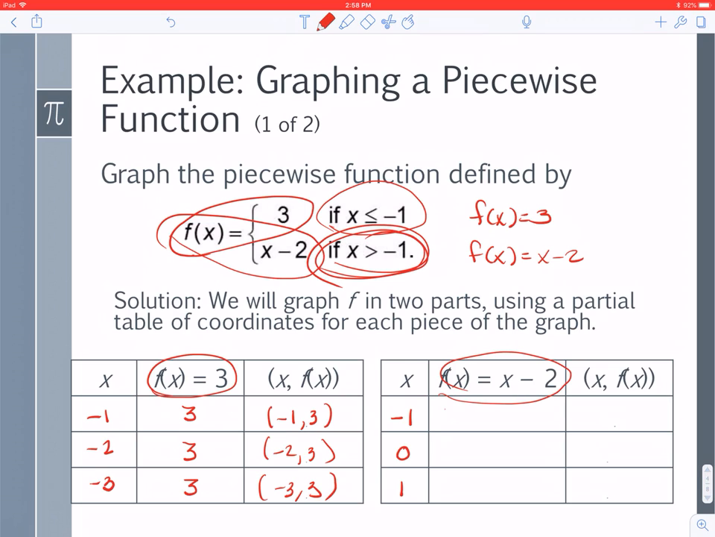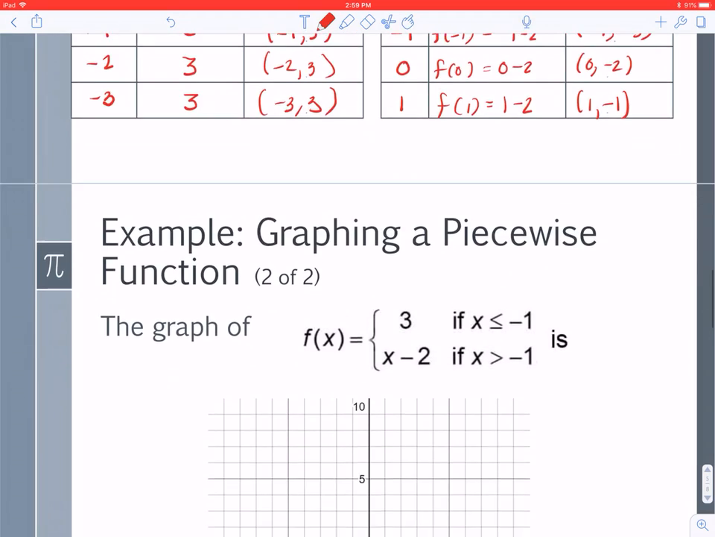Okay, so let's evaluate this function at -1. At -1, it's -1 minus 2, that's -3. So we get the point -1, -3. At 0, we're 0 minus 2, which is -2. So 0, -2 is the point we're going to plot. And at 1, 1 minus 2 is -1. So we're going to plot 1, -1. So here are the 6 points that we're going to plot on our coordinate plane. All right. Sorry about that.